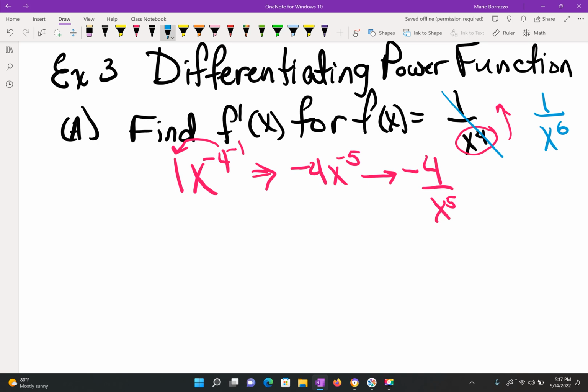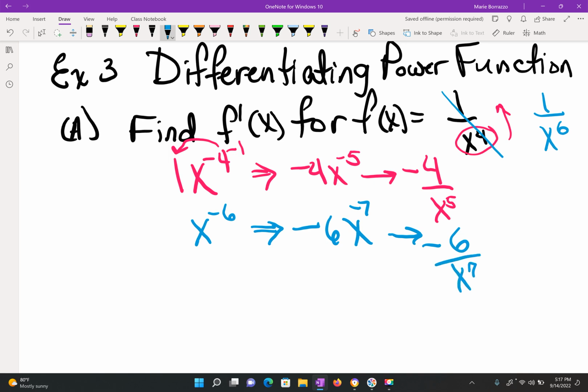So I'm going to ask you, we're not doing this one, we're going to do 1 over, say, x to the, I don't know, 6th power. So what do you think that's going to become? x to the -6, which then becomes -6x to the -7, which I can re-express as -6 over x to the 7th. It's a pattern. Once you know the pattern, you're right as rain.